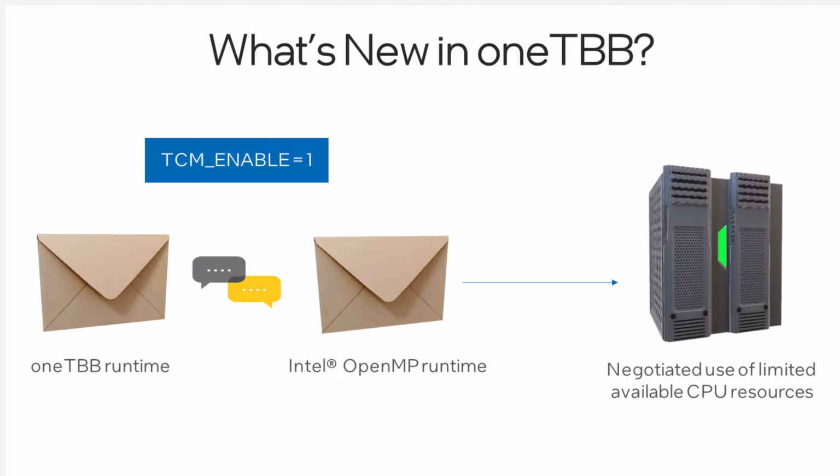Version 2021.11 of the library provides early access to the oneTBB Composability Manager feature, through which oneTBB can coordinate with the Intel OpenMP runtime on CPU usage when both the runtimes are used within a process. Set the TCM_ENABLE environment variable to 1 for enabling this feature. At any given point of time, each runtime uses only a portion of the CPU that was negotiated with the other runtime. This prevents overutilization of the limited number of available CPU resources.